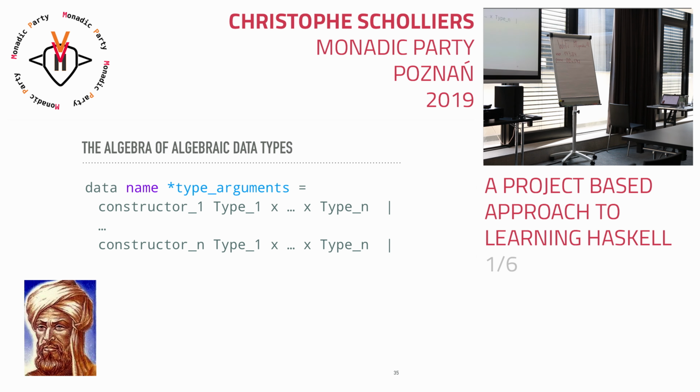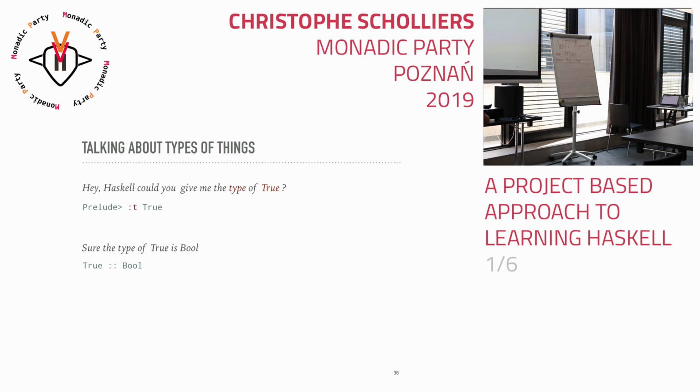Okay, so let's come back to the algebra of algebraic data types. The way that you write it down is you say data, then you say, this is the name of my new type. You then have a number of type arguments, and then you have a number of constructors for that. Okay, so let's do this interactively.